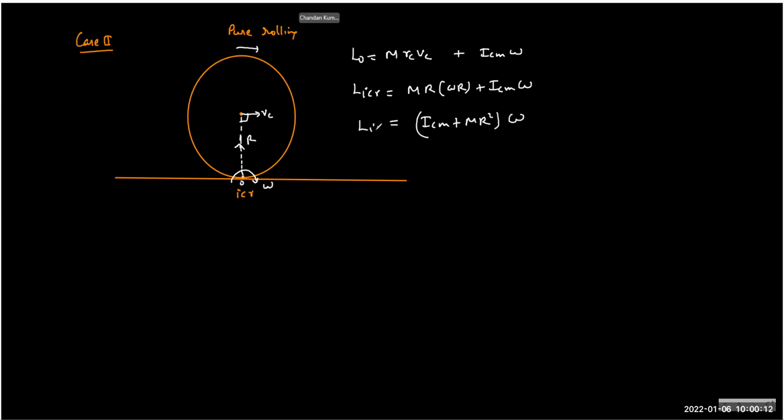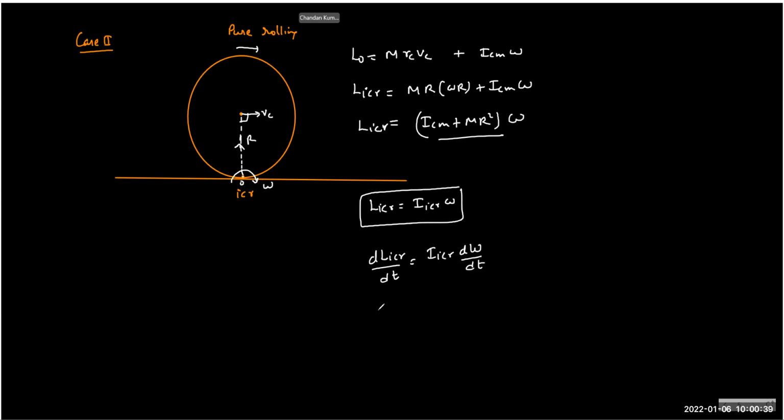Now, why are we able to convert these two answers? Because we know that it's a pure rolling motion, and that's why these two terms will add up. After adding up, this will give you the moment of inertia about the bottom, correct? And therefore, if you differentiate, this is the torque about ICR, which is I about ICR into alpha.